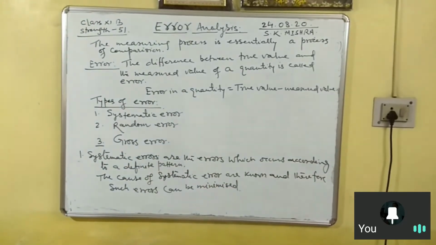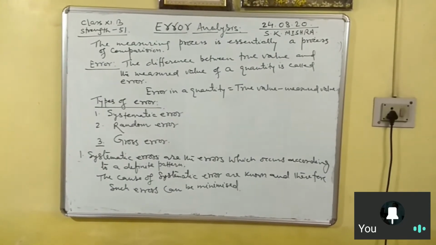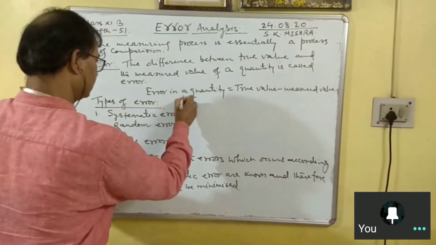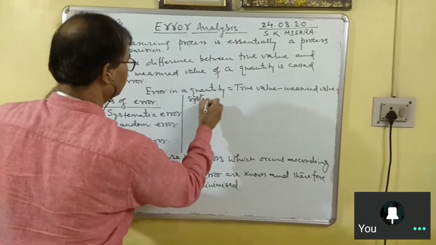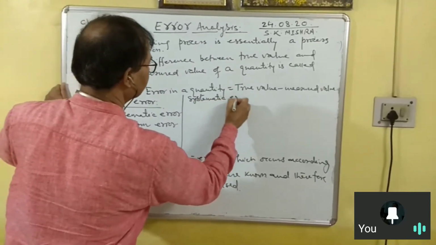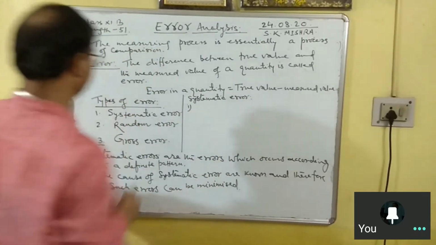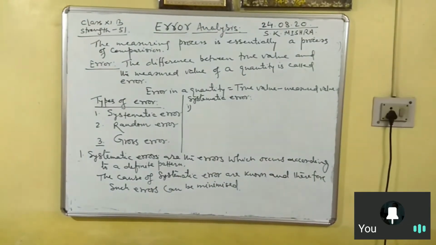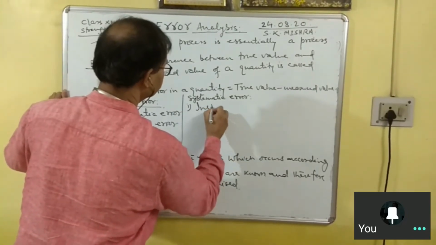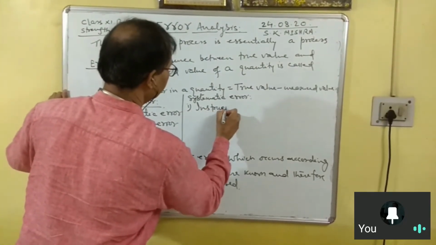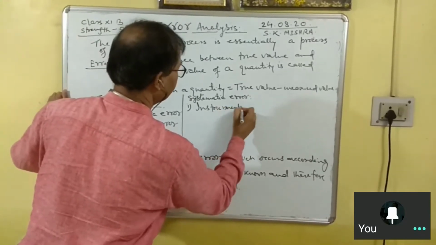Now the second one, if you see the types of systematic error, then systematic error is further divided. Now the types of systematic error. Suppose I am writing 1, 2, 3, 4. So first is instrumental error.